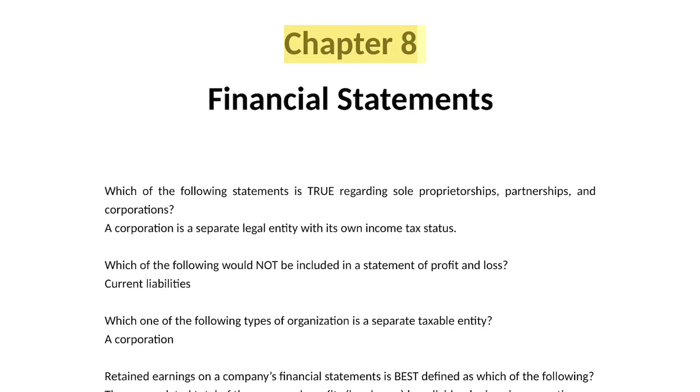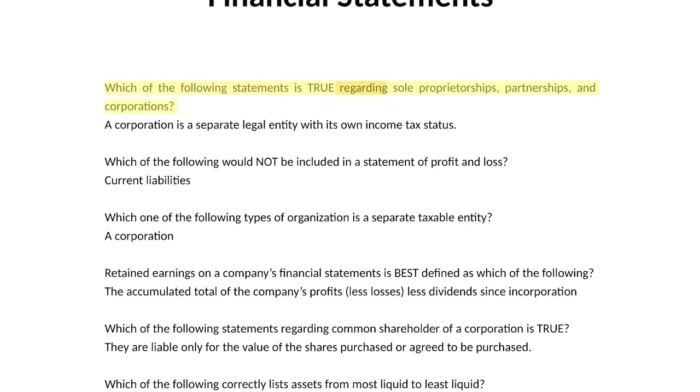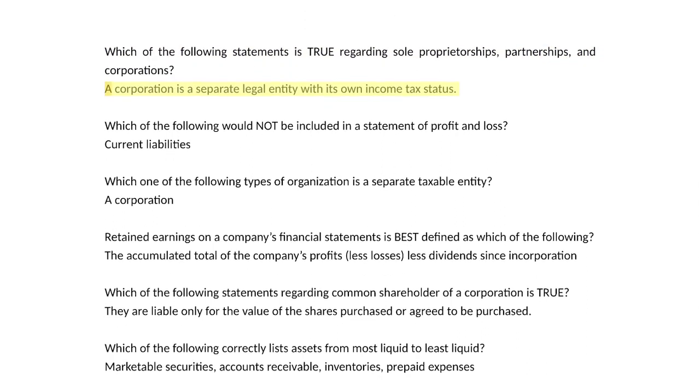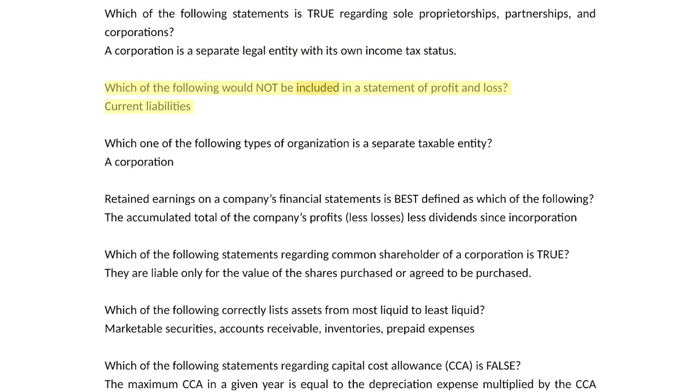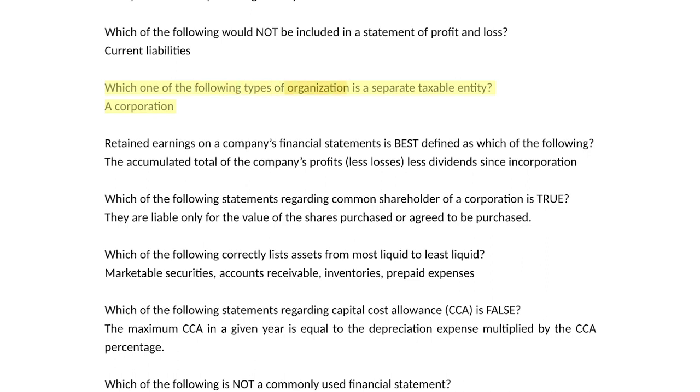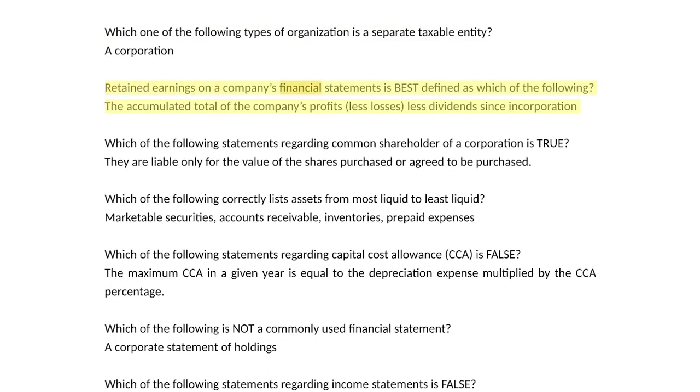Chapter 8. Financial Statements. Which of the following statements is true regarding sole proprietorships, partnerships, and corporations? A corporation is a separate legal entity with its own income tax status. Which of the following would not be included in a statement of profit and loss? Current liabilities. Which one of the following types of organization is a separate taxable entity? A corporation. Retained earnings on a company's financial statements is best defined as which of the following?